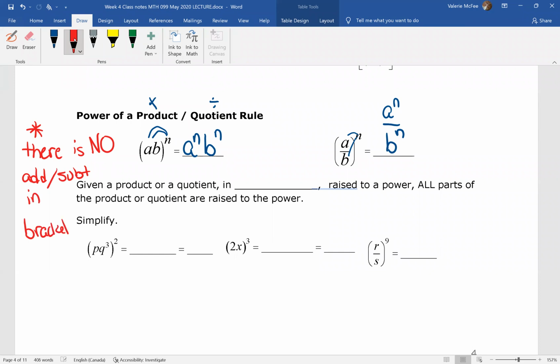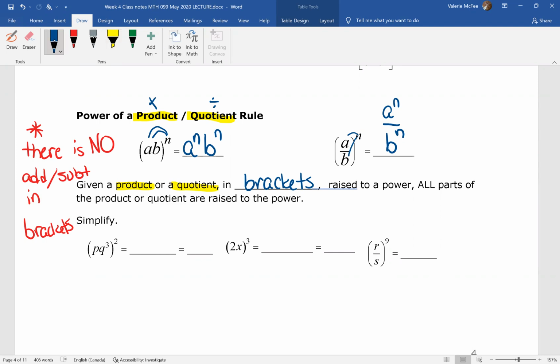That's really important. If we had addition or subtraction in those brackets, we could not use this rule. This is the power of a product or of a quotient, not of addition, not of subtraction. So whenever we have a product or a quotient in brackets, so a product or a quotient, no adding or subtracting, then all parts of the product or quotient are raised to the power.